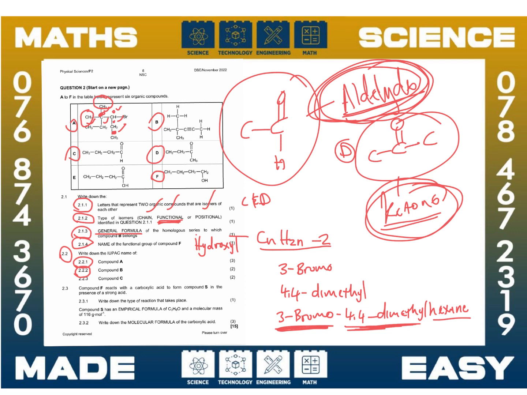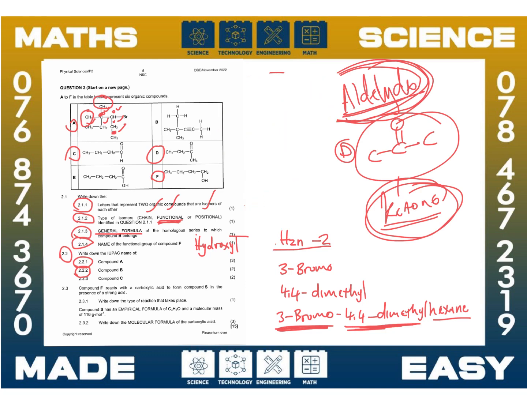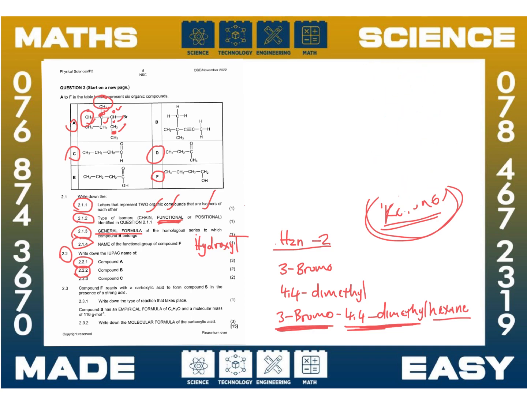Okay, compound B, we do the same thing. Even here on B, do the same process. We number the longest chain. We have 1 2 3, but in this case you should count starting closer to the triple bond. So let's check the longest chain. The longest chain here will be 1 2 3 4 5.